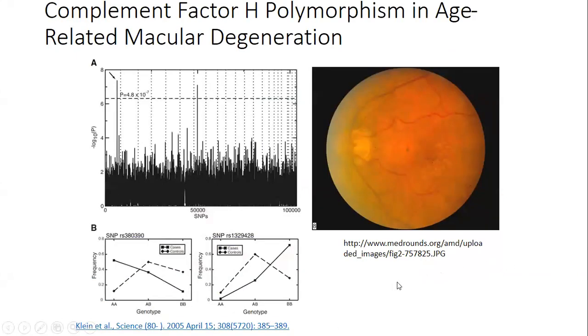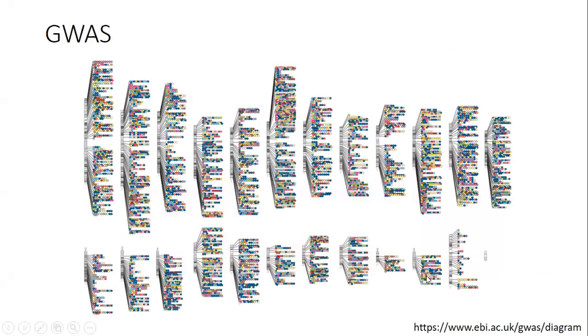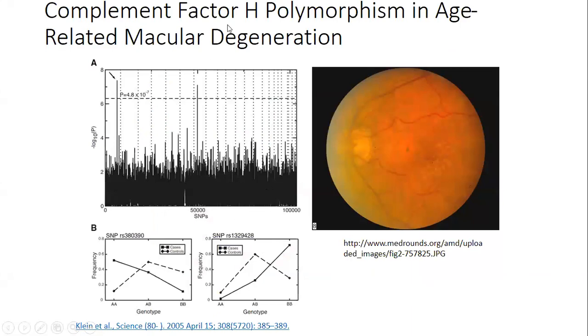This was the first example of a genome-wide association study done, showing complement factor H being associated, I guess it was over here, with age-related macular degeneration. No one had any idea that that would end up being related to that phenotype until this association study showed an association of a variant in this gene with that phenotype.